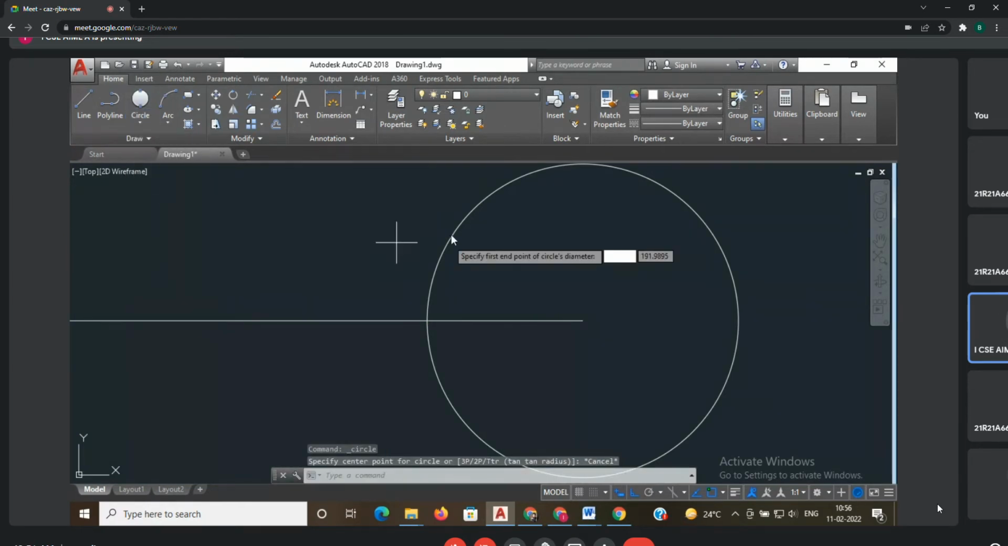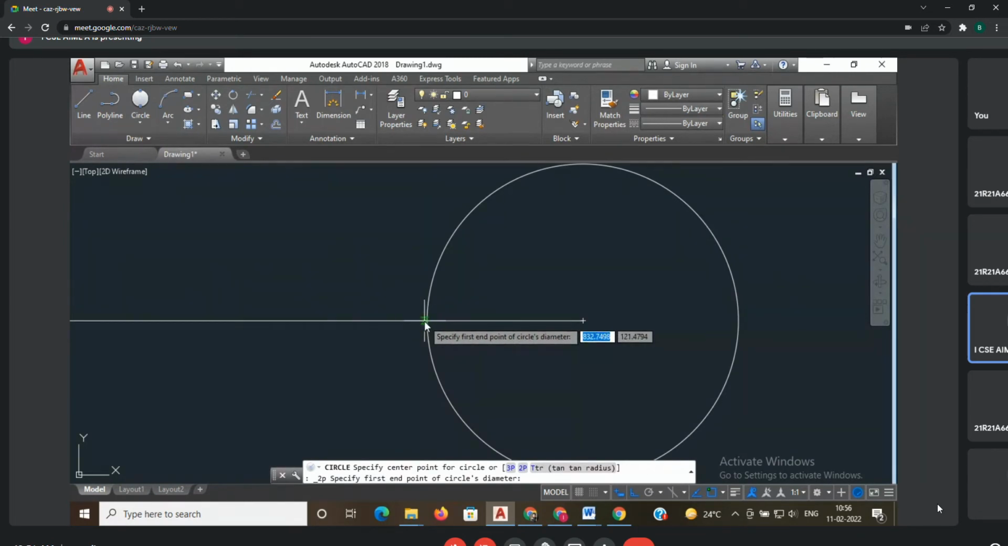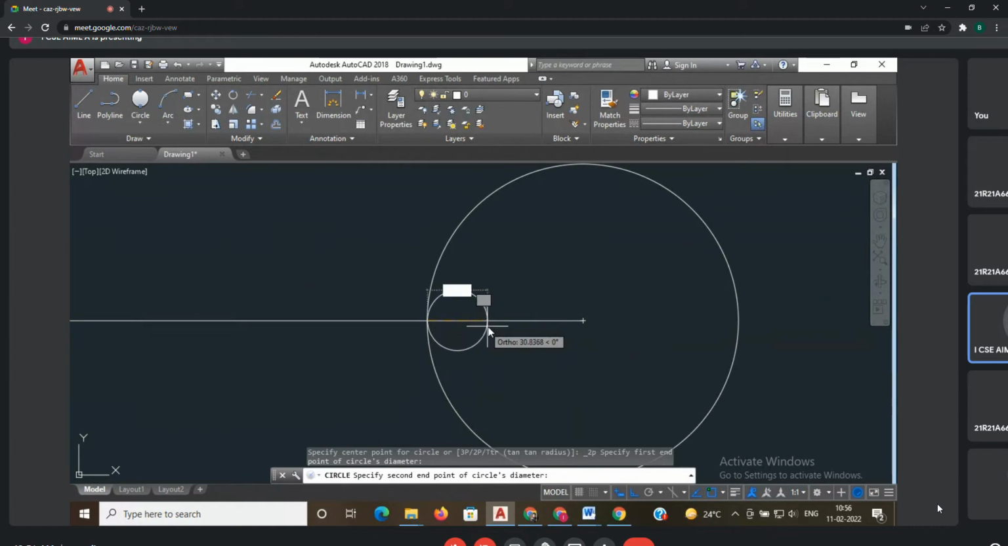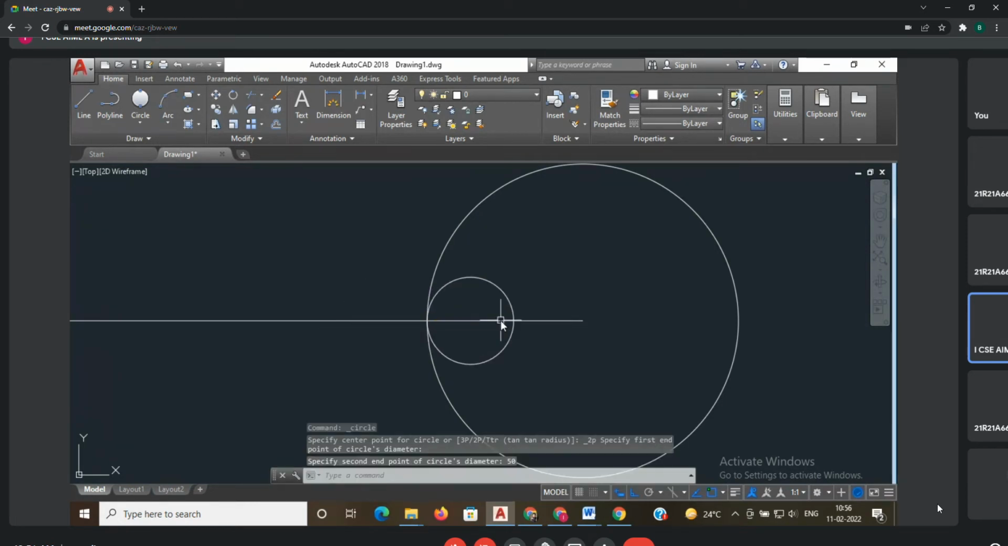Select the 2-point method. Select the first point on the circle, and since the rolling circle rolls inside, you have to draw inside. If it is outside, you can draw here. Same method. Inside, how much is it? 50 mm diameter. Done. Then this excess line you can trim. You can remove this excess line.